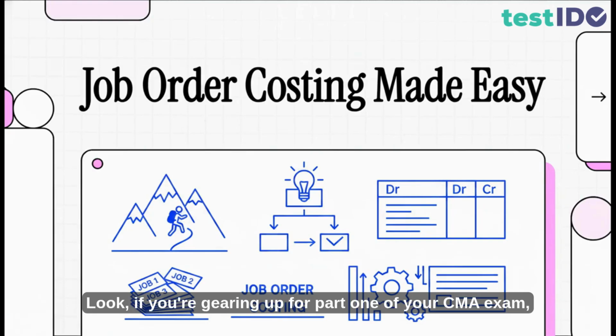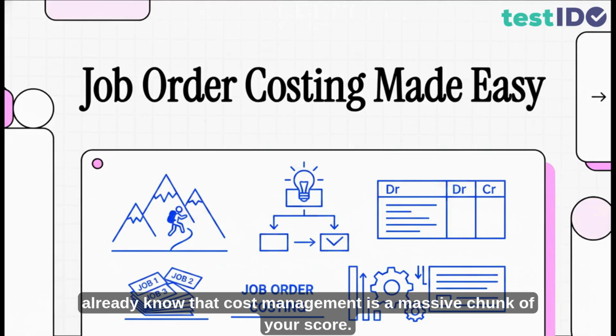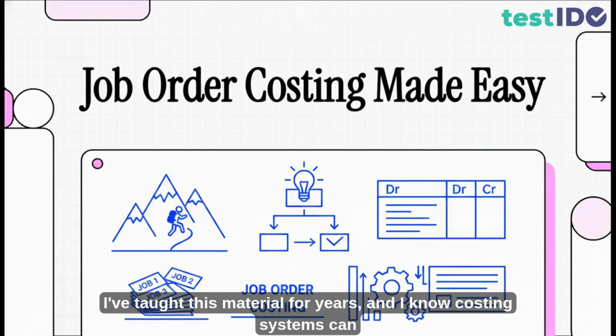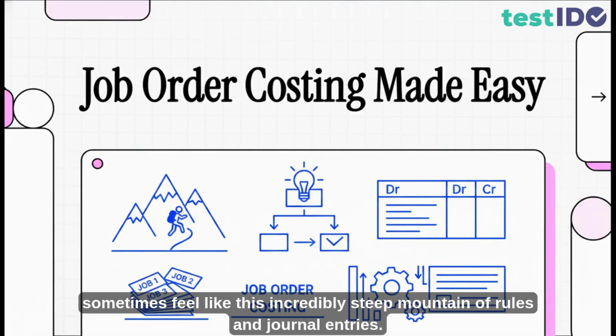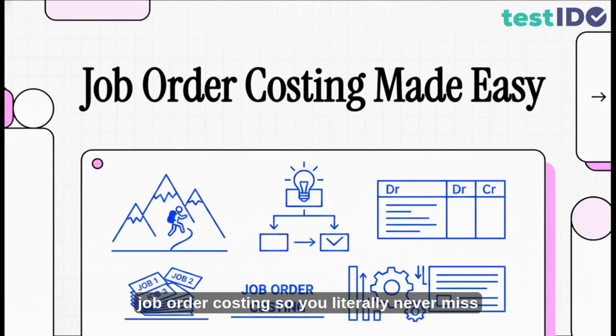Look, if you're gearing up for part 1 of your CMA exam, specifically the Financial Planning, Performance, and Analytics section, you already know that cost management is a massive chunk of your score. I've taught this material for years, and I know costing systems can sometimes feel like this incredibly steep mountain of rules and journal entries. But as your teacher, I promise you, once you understand the core logic behind it, it absolutely clicks. My goal for this explainer is to make sure you completely master job order costing so you literally never miss a question on the exam.